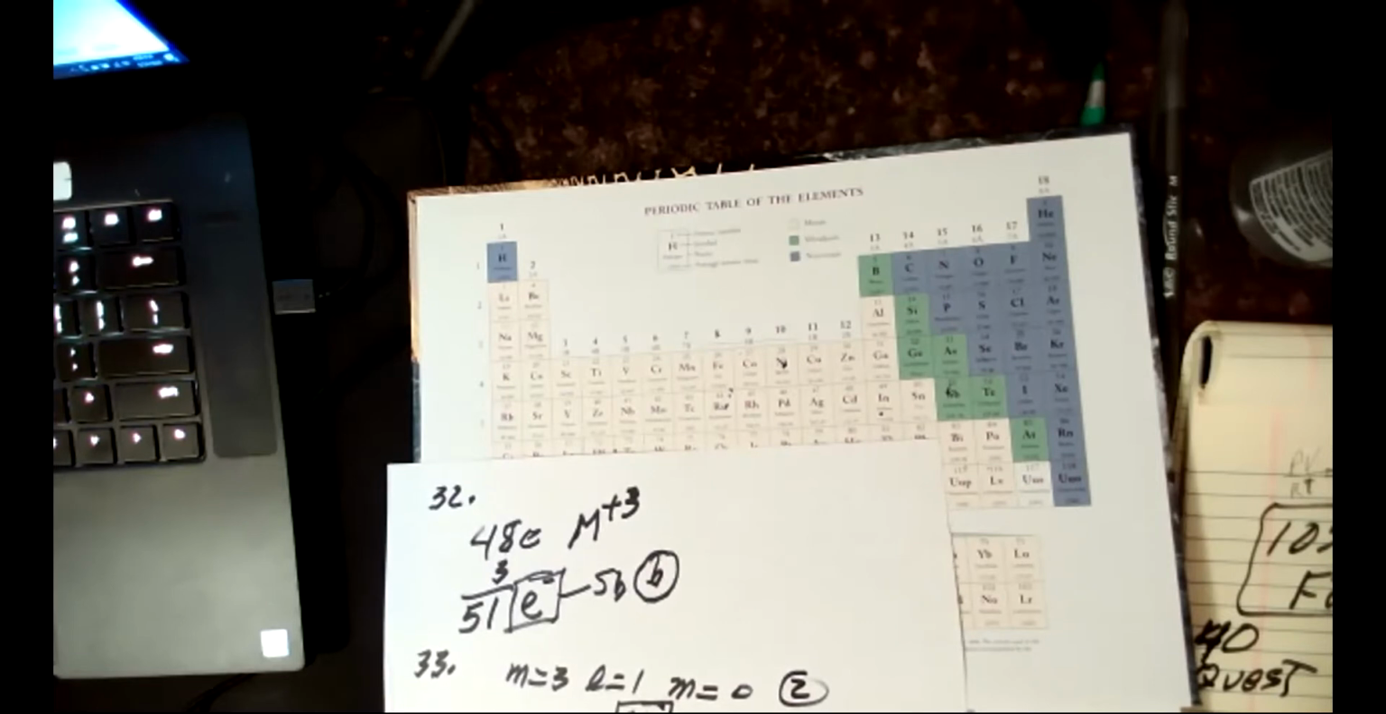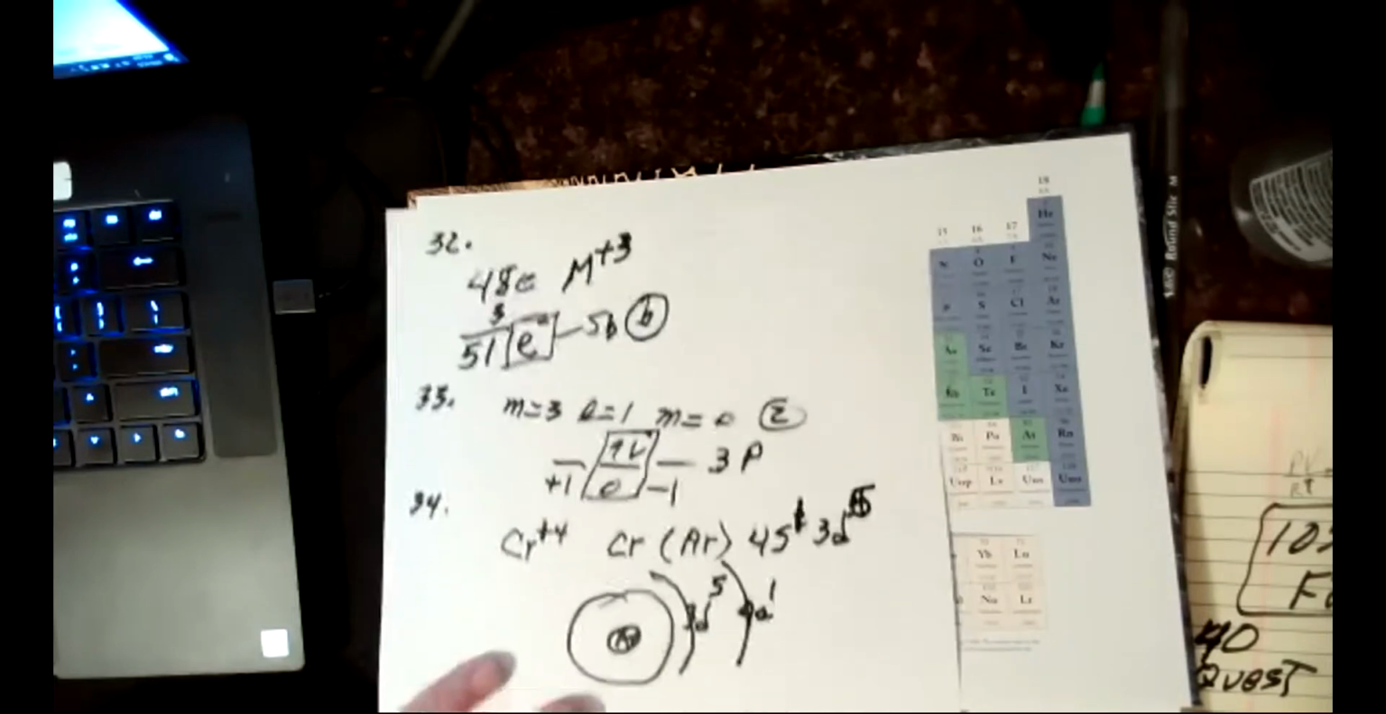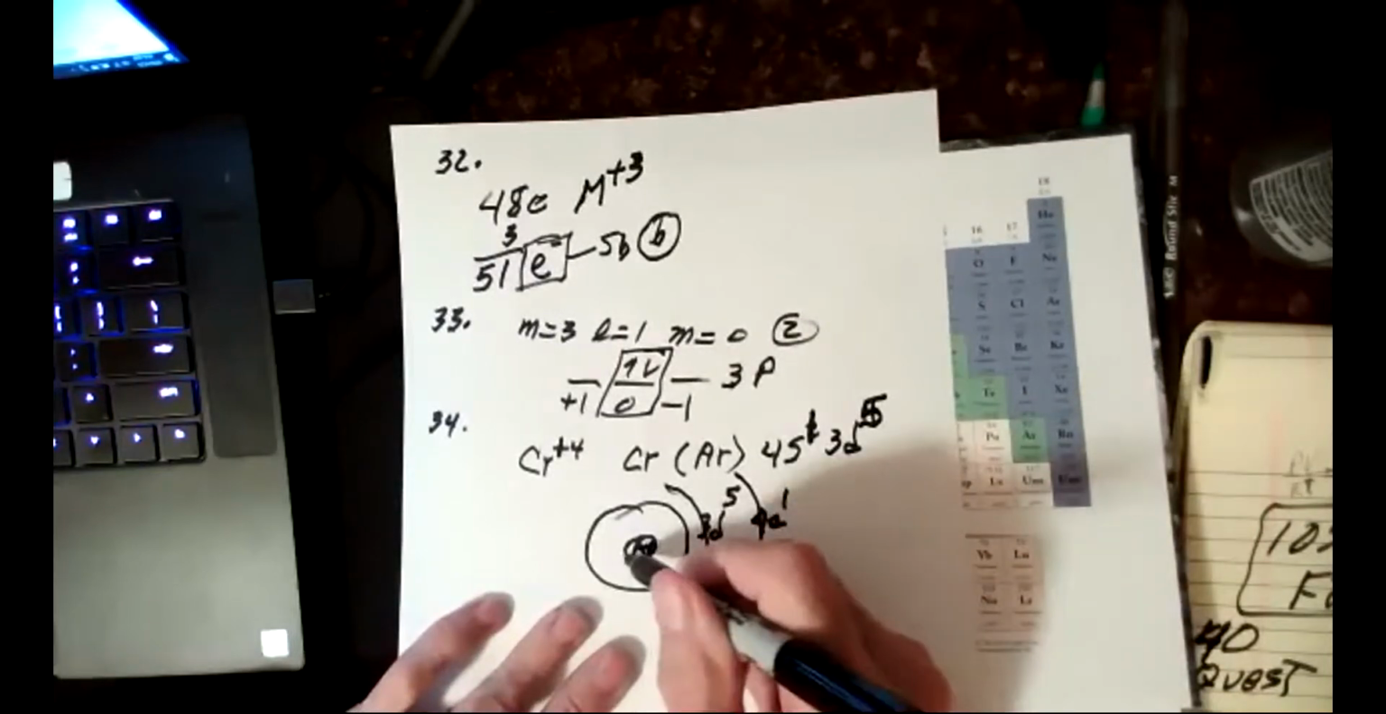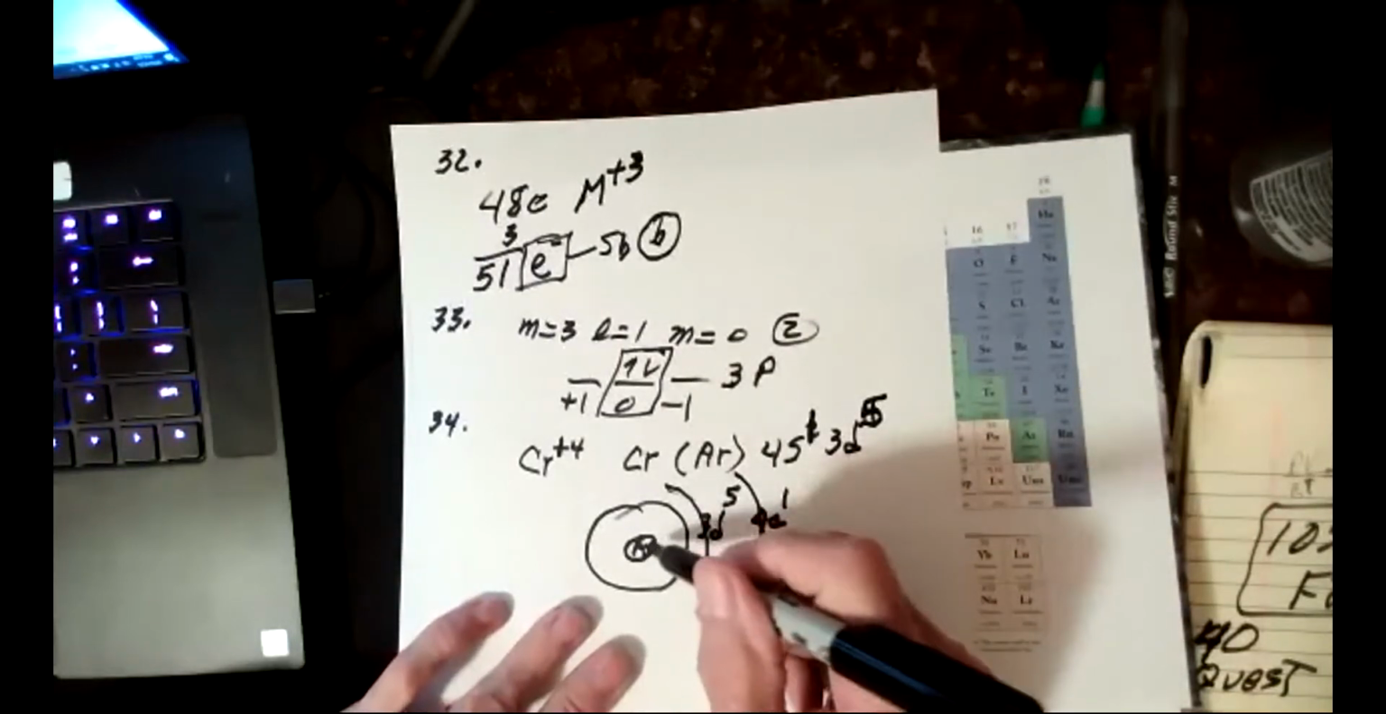Now, let's think about what this atom looks like. Way down in the middle is the argon core. Then around that argon core, there's a 3d orbital with 5 electrons in it. And outside of that, there's a 4s that has 1 electron in it. This is what the chromium looks like as a neutral atom.